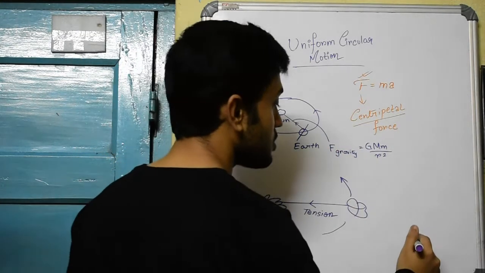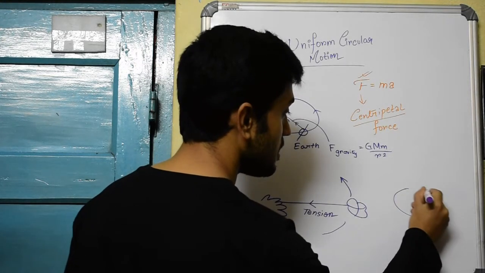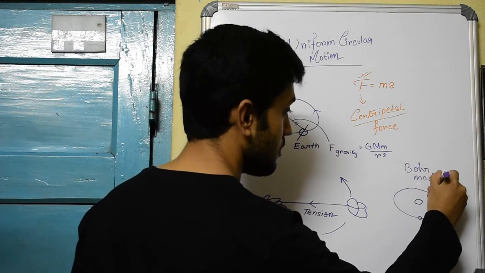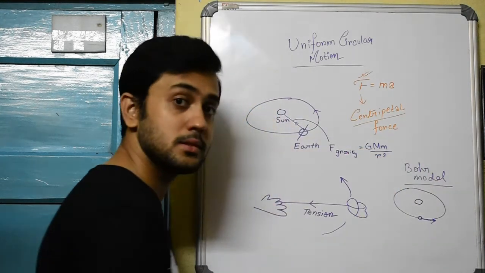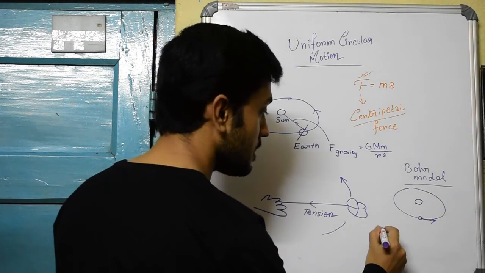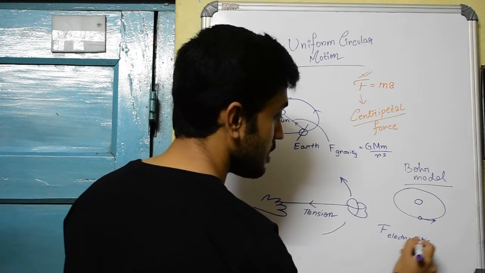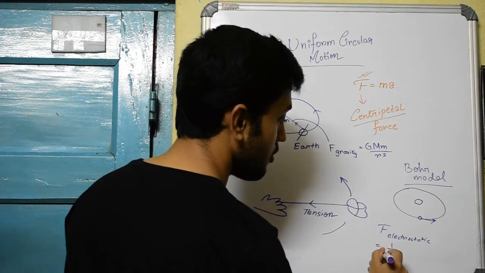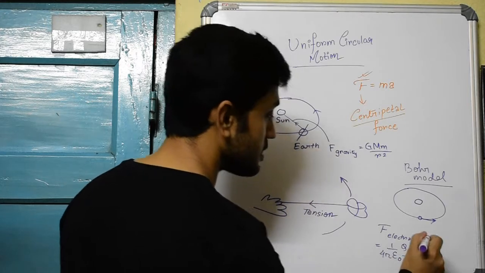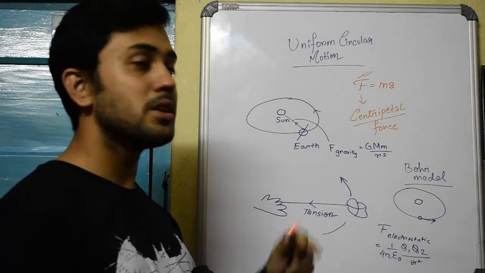Consider the motion of electrons around the nucleus. If this is the nucleus of an atom, electrons are moving around it according to the Bohr model. Electrons are rapidly moving around the nucleus. So what's the force between a nucleus and an electron? The force between positive and negative charges is given by the electrostatic force. Electrostatic force is 1 by 4 pi epsilon naught, charge 1 into charge 2, divided by the distance squared. See the remarkable similarity between the electrostatic force expression and the gravitational force expression.